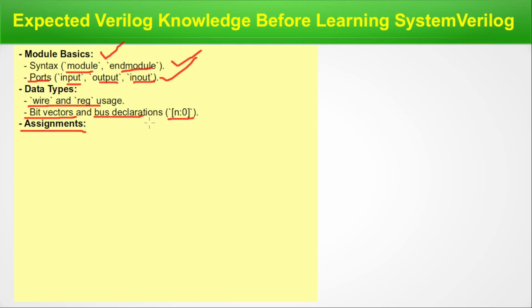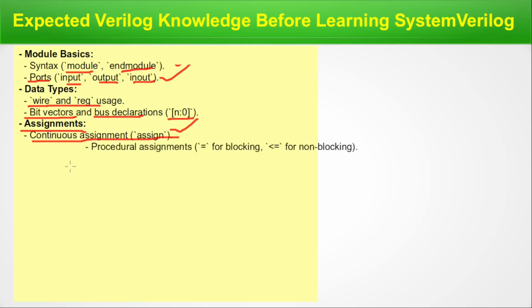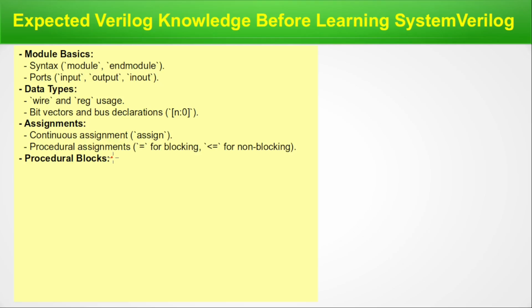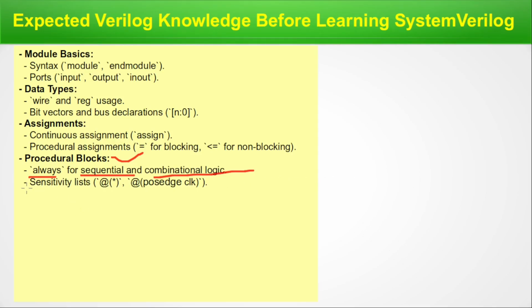Next we have the assignments. We have continuous assignments which we do through assign, and we have procedural assignments: equal to for blocking and less than equal to symbol for non-blocking. Next we have procedural blocks, always for sequential and combinational logic. Next we have the sensitivity list, which begins with @, like @ posedge of clock. All these are there in Verilog, so you must be aware of these things.